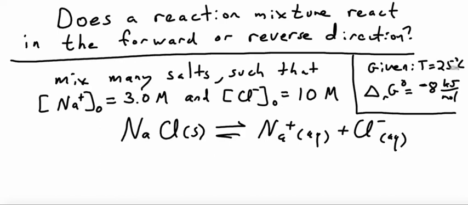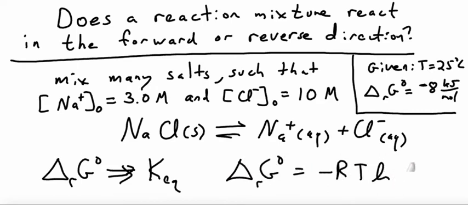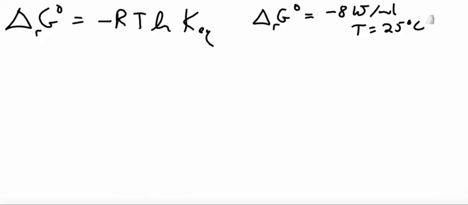Sometimes you'll be given an equilibrium constant, but in this case, let's calculate our value of K equilibrium from delta G standard. So we're going to take our delta G standard and use it to calculate K equilibrium. And we can do that because delta G standard is equal to negative RT log of K equilibrium. Okay, so let's use that equation to do that calculation. All right, so we were given delta G standard and the temperature. So let's solve this for K.